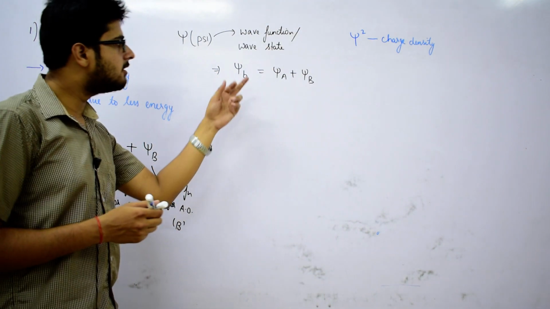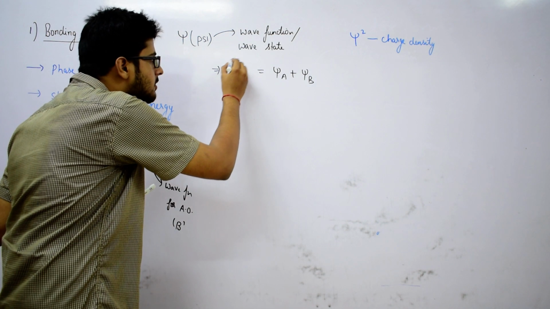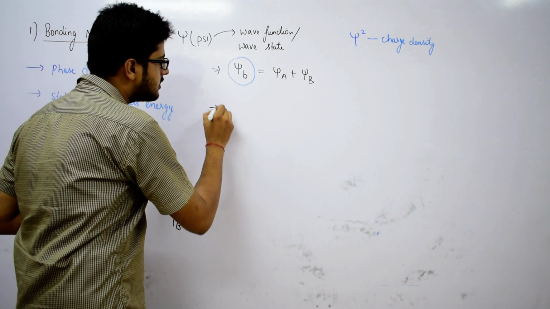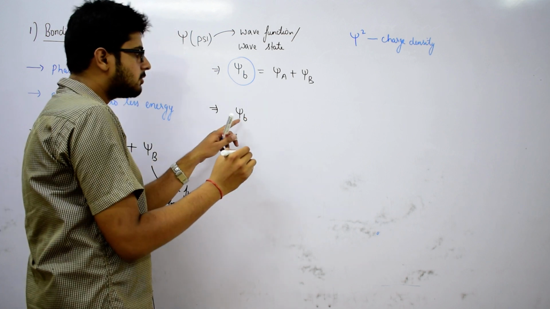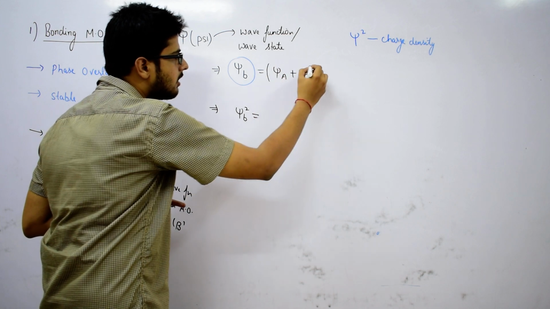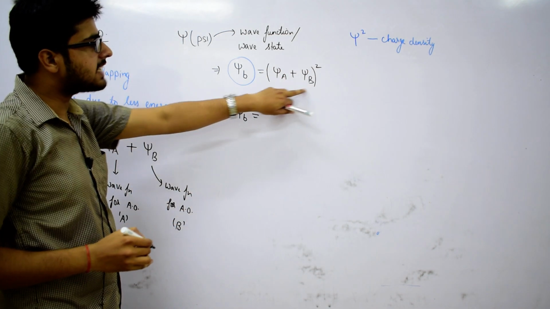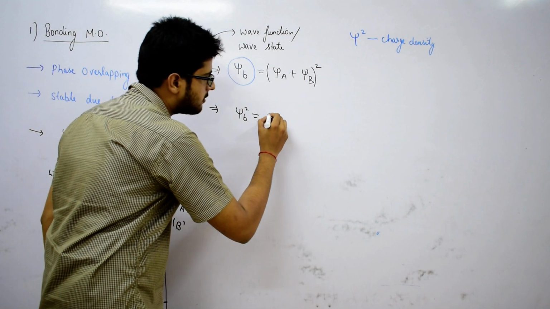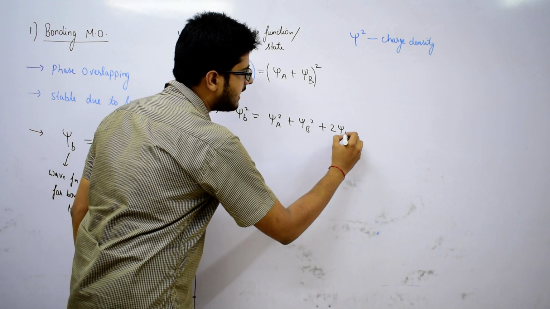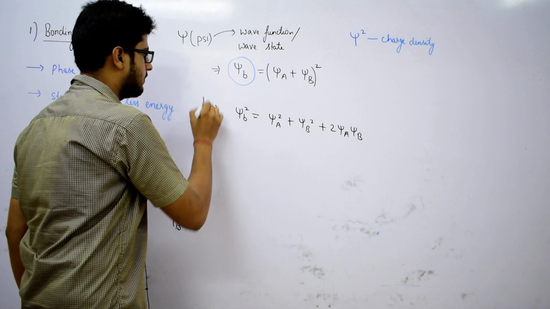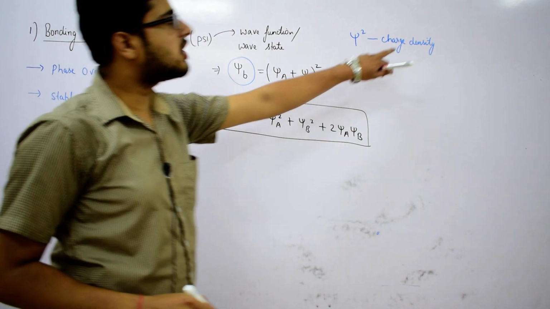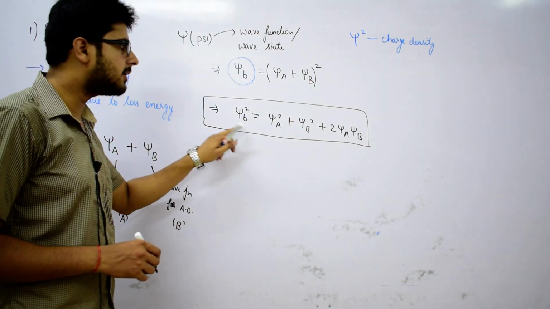In a similar manner, we will derive the charge density for this bonding molecular orbital. It will be equal to psi b square, and it will be nothing but the whole square of this entire term. So it will be equal to psi a square plus psi b square plus 2 psi a psi b. This is the next equation, which represents the charge density of this bonding molecular orbital.